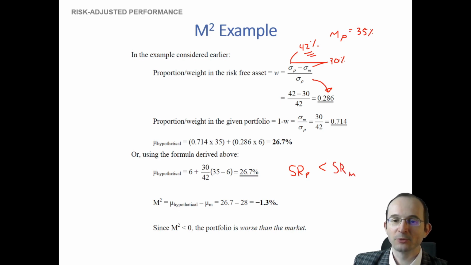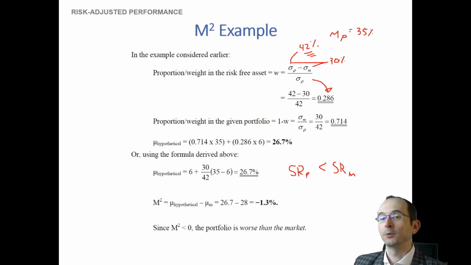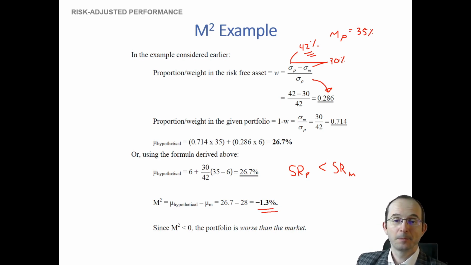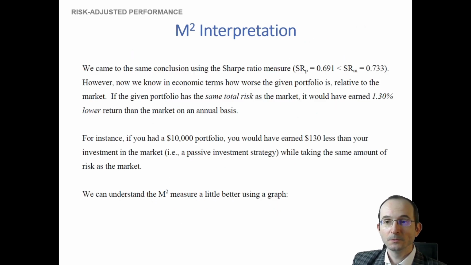So the Sharpe ratios, having a lower Sharpe ratio in the candidate portfolio was informative. That told us this portfolio would underperform. The M2 measure tells us by how much once we risk adjust, by 1.3% per year. So the Sharpe ratio did tell us we were going to underperform, but again, this now tells us by how much: 1.3% less on a risk-adjusted annual basis.